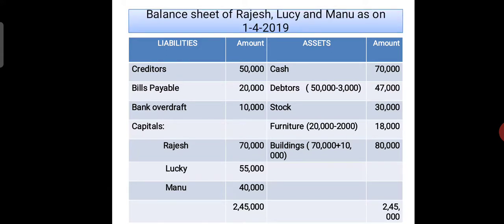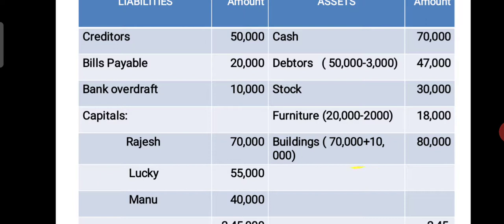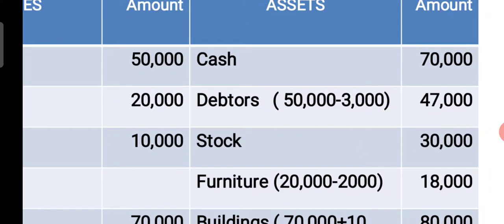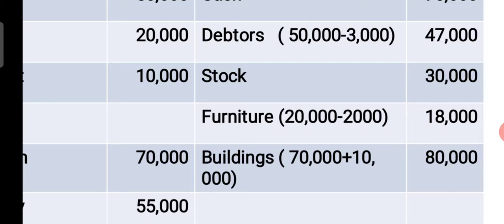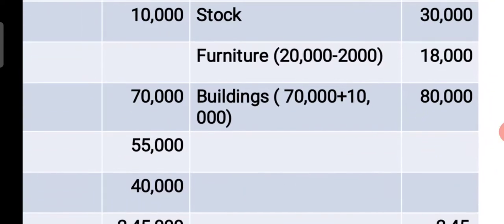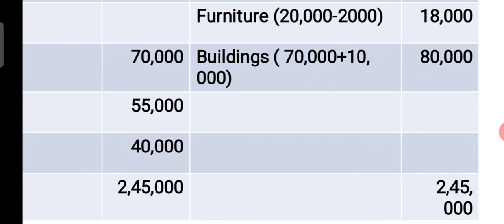Next, balance sheet of all partners. See here, cash. The closing balance in the cash account 70,000. Debtors from 50,000 you deduct 3,000, you will get 47,000. Stock 30,000, there is no decrease or increase in the value of asset. We are showing as it is rupees 30,000. Furniture 20,000 minus 2,000, that is the decrease amount we have to deduct. So 18,000 net figure can be taken in the outer column. Building 70,000 plus 10,000 increased amount, total 80,000. So the balance sheet shows 2,45,000.